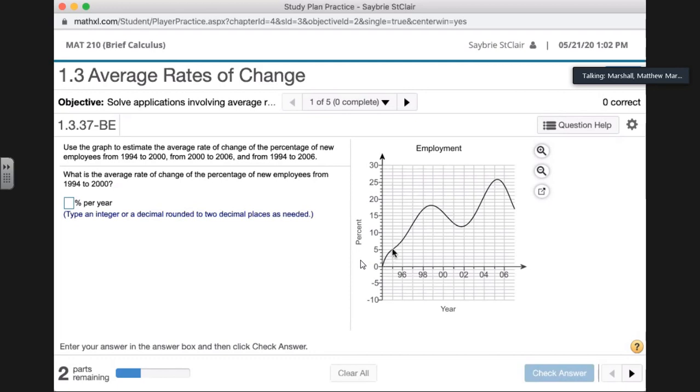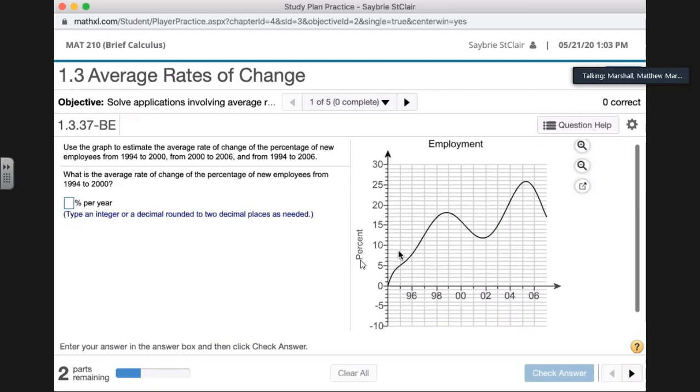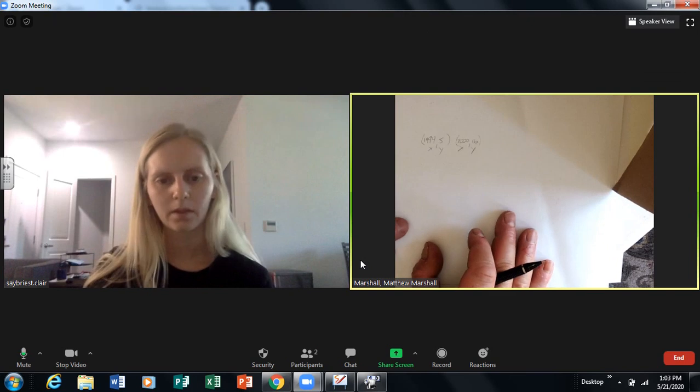And then the second coordinate, go over to the 2000 and then go up. What's that number? That looks like 16. Yep. So the two coordinates, 1994 comma 5, and then 2000 comma 16. I'm going to use those numbers to find my slope. I don't know if you want to switch over and have me show you, or... Alright, so those are where I got those numbers from your coordinates.